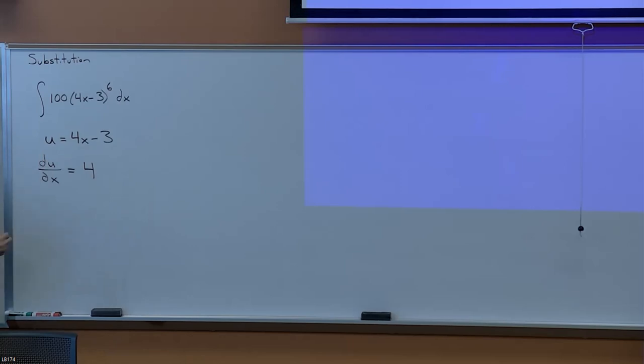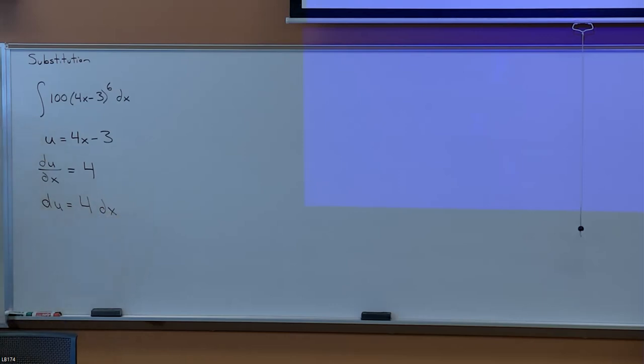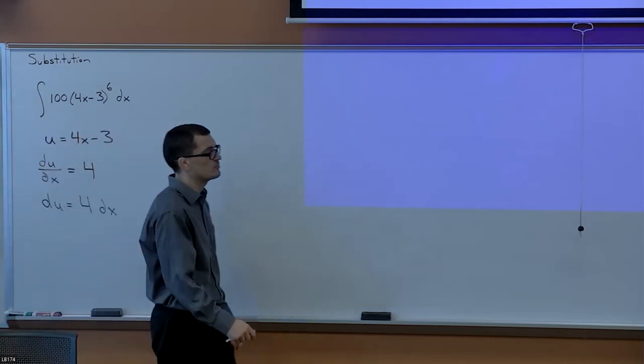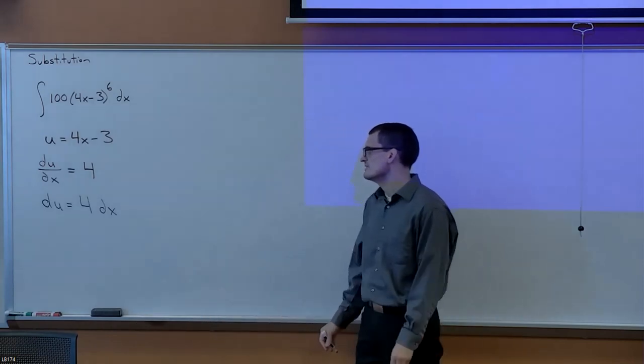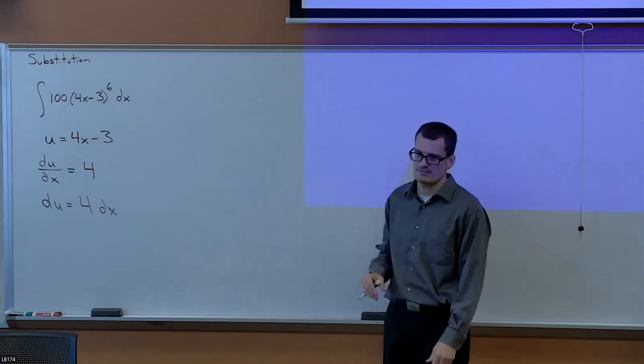What that means is that when I change out the differentials, if I want to change out the dx with a du, I have to use this type of substitution. I can't just swap out a du for a dx. When I swap out a du for a dx, I have to have du equaling 4 dx.